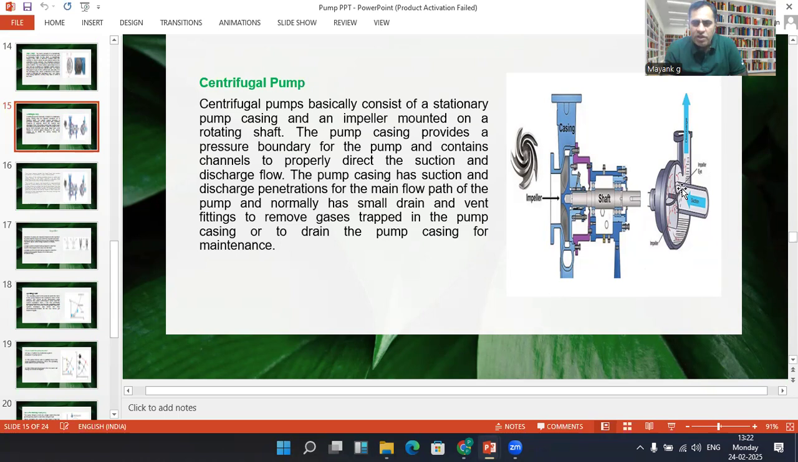So basically, as you can see, this is a centrifugal pump. It has a casing, an impeller, and a rotary shaft. And then there is a suction, which is horizontal to the impeller, and there is a discharge, which is at 90 degrees to the suction side. The fluid enters from here, and after getting pressurized, it exits from the outlet port of the pump.